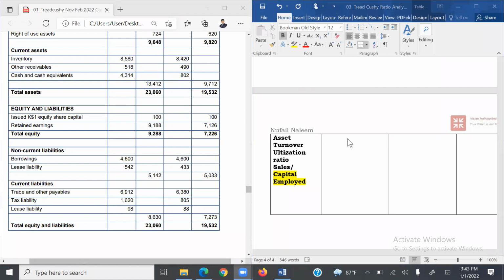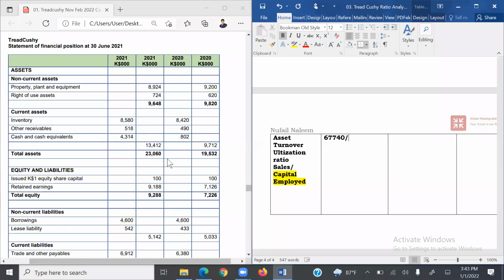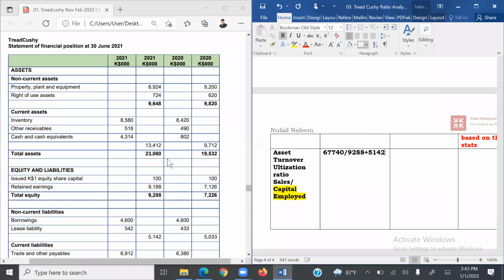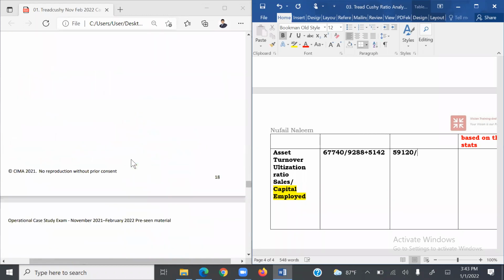So coming forward, students, let's work on this and do the calculation. Sales are 67,740, and the capital employed is 9,288 plus 5,142. I will complete the numbers first, students. It's very easy, no? Then the next year, sales are 59,120, and I'll take out the capital employed as well.